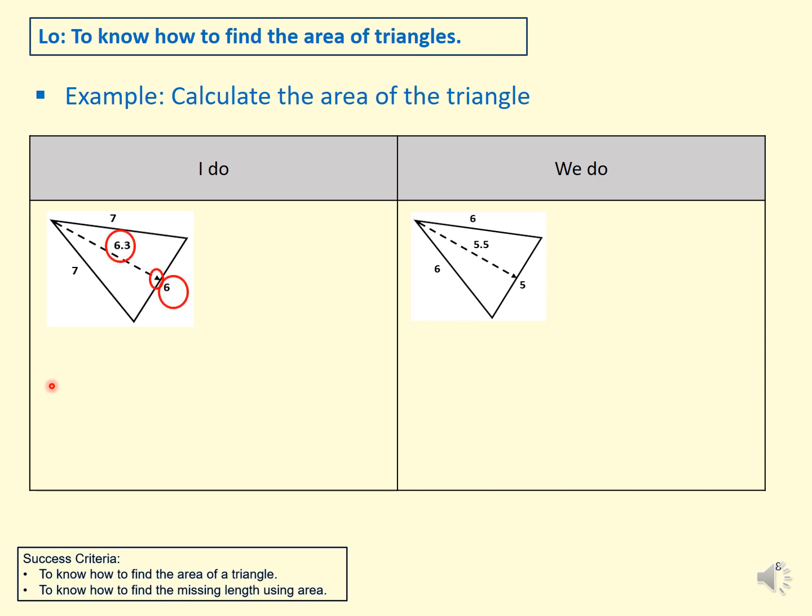The area of a triangle is base times perpendicular height, and half it. So 6 times 6.3, which is 37.8, then half it. Use the division, use the short division to do that. And then your answer is going to be 18.9 centimeters squared. Now, pause the video and have a go at the video question.